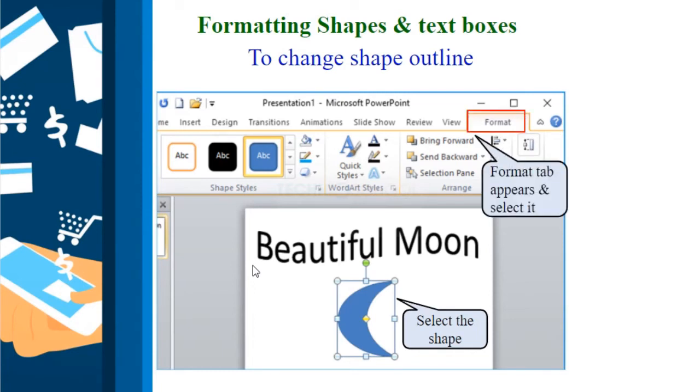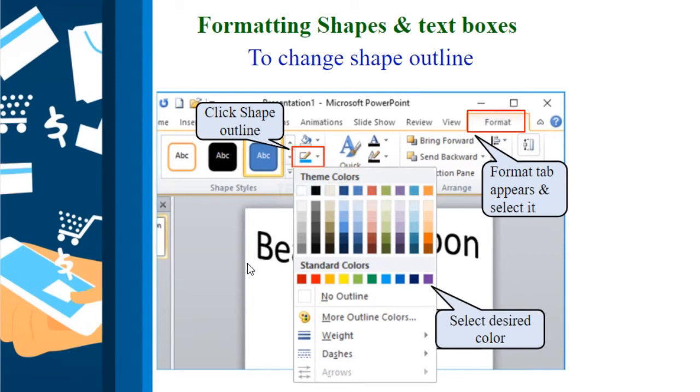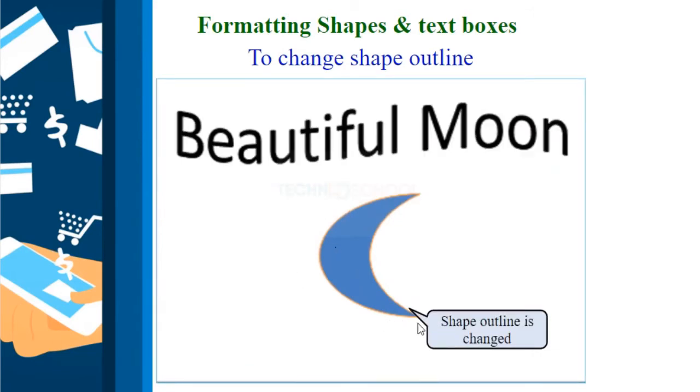Next, to change the shape outline, select the shape or text box. The format tab will appear. Click the format tab. Then click the Shape Outline command to display a drop-down menu. From the drop-down menu you can change the outline color, weight, thickness, and whether it's a dotted line, everything you can select. So the shape outline is changed.